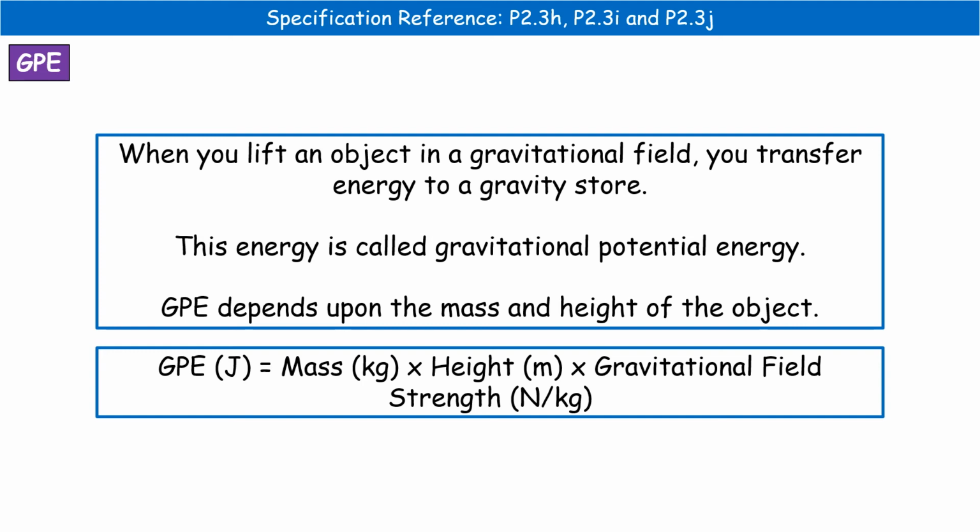GPE, which is obviously energy, therefore measured in joules, is the mass in kilograms times the height in meters times gravitational field strength, which if we're on Earth is just 10. So things to look out for here are of course the units for the mass, the units for the height, to make sure that we have done any conversions required before we jump straight into the calculation.